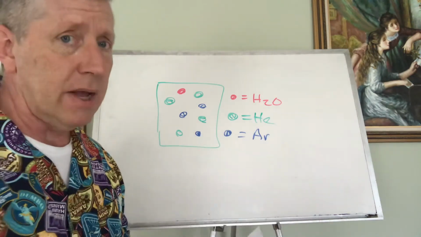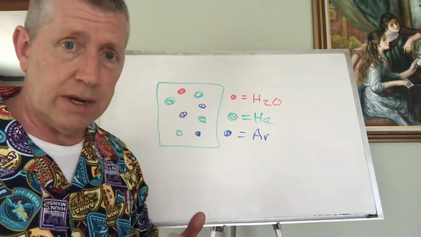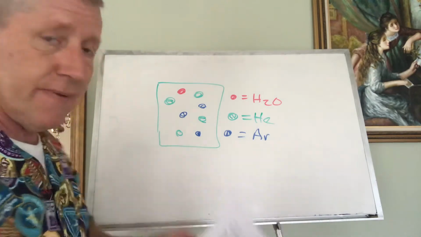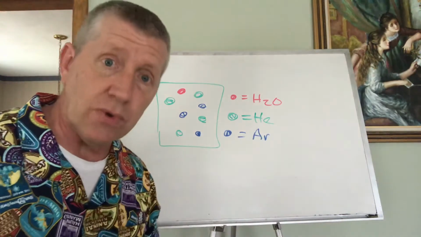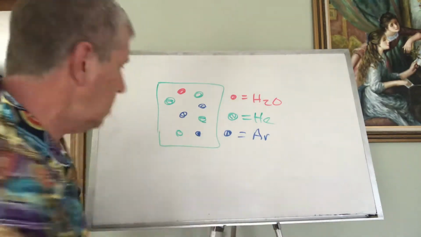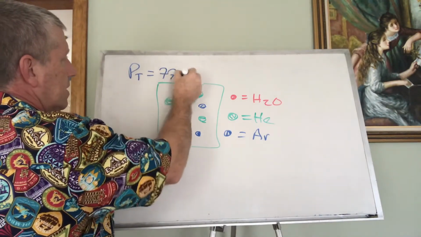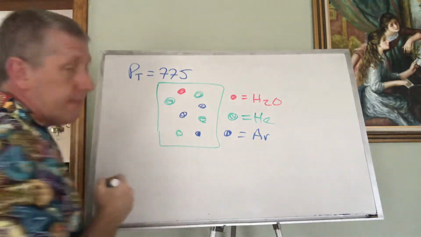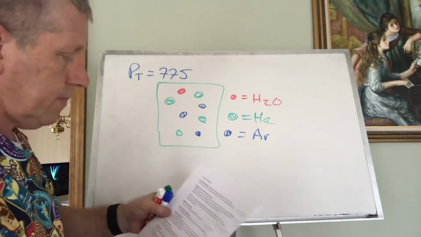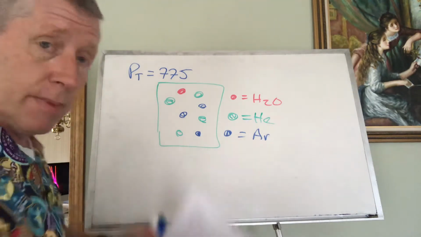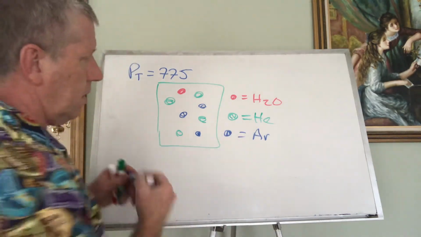The reason we're told that is because the gas pressure on the inside will equilibrate to the pressure on the outside. So collected over water at 775 means the gases themselves will have a pressure of 775 millimeters of mercury total. So the total pressure, PT, is 775 millimeters of mercury. You were also told that the pressure of the helium is 430. So I know the helium is 430.